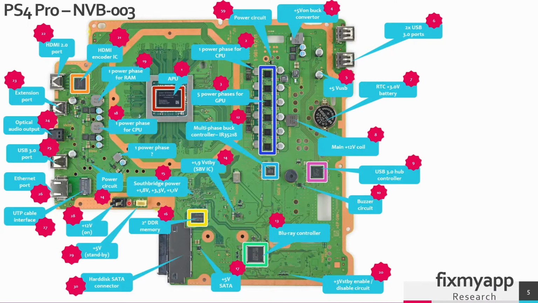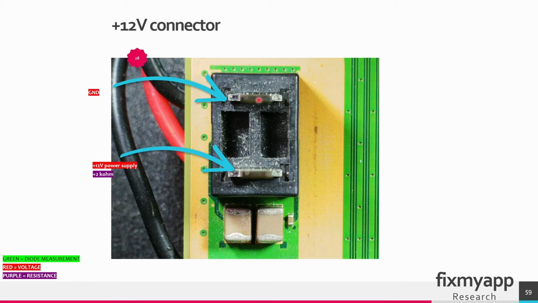When you turn your console on, the power supply will deliver 12 volt, and the 12 volt will go to this connector. So in region 28, the 12 volt connector is located here. So the top side is the ground connection, and on the bottom pin, the power supply will deliver 12 volts.